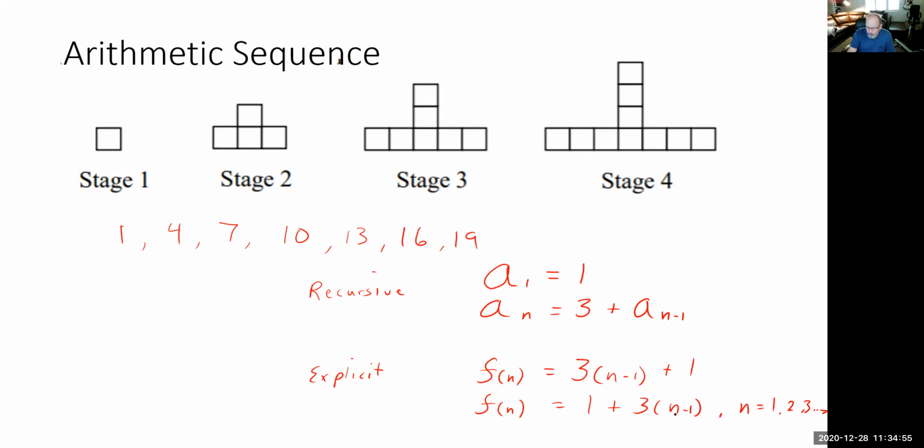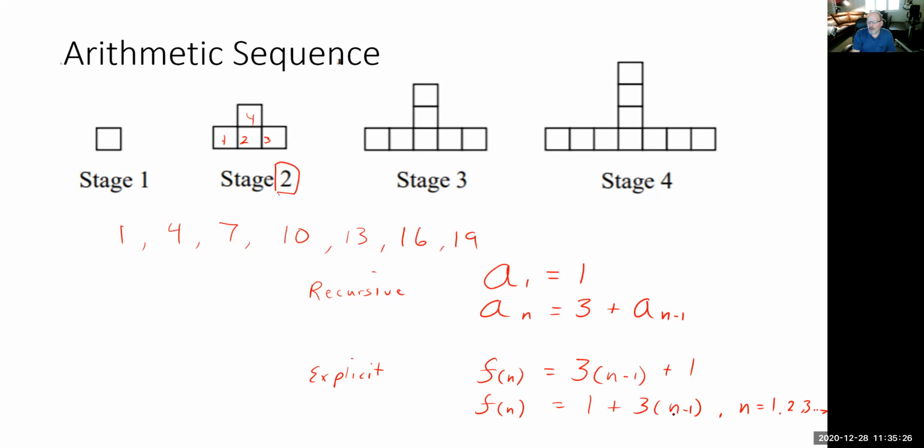See, if you put in a 1 here, 3 times 1 minus 1 is 0. 3 times 0 is 0. 1 plus 0 is 1. That's how many are in the first one. Put in a 2 now. 3 times 2 minus 1. 2 minus 1 is 1. 3 times 1, that's 3. Plus 1, that's 4. That just means that there are 4 blocks here.